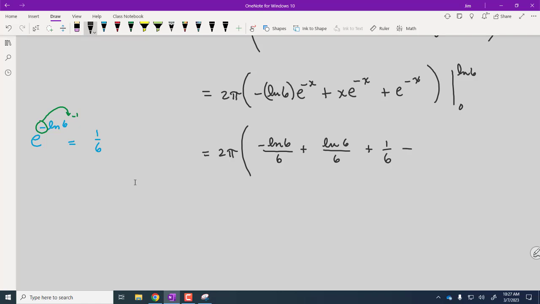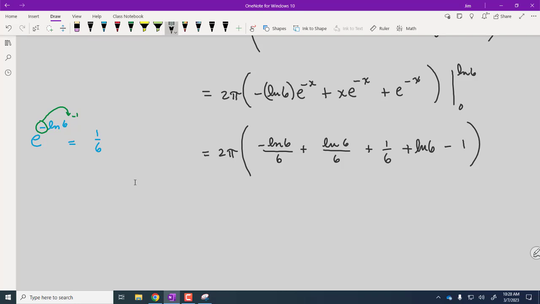And then we subtract off the antiderivative at the lower endpoint. Plugging in 0, e to the 0 is 1. So we have minus a minus, which makes plus ln 6. And then minus 0. Plug in 0 there, we get 0. And minus e to the 0, which is 1. So that'll be the evaluation.